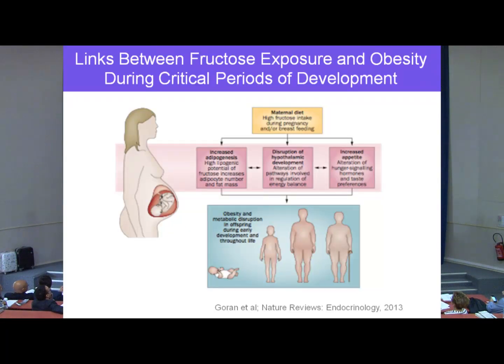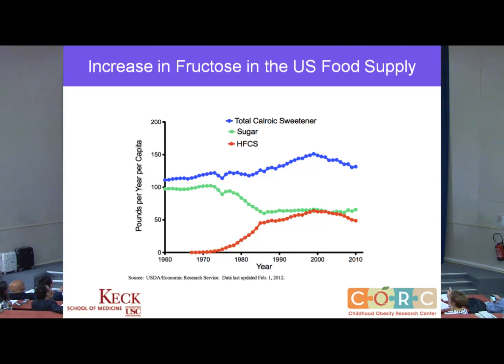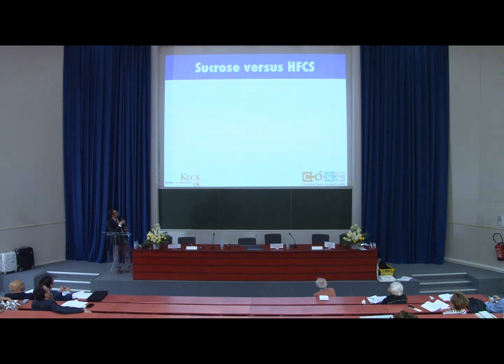So exposure to fructose during pregnancy and during breastfeeding has multiple effects on adipogenesis. Fructose promotes adipogenesis. On hypothalamic development, fructose, for example, does not elicit a leptin response. So leptin is not in circulation and does not have its necessary effects on brain development, for example. This is a critical issue because fructose is increasing in consumption rapidly. Going back to the 70s and 80s, there's been a very rapid rise in fructose consumption due to the advent of high fructose corn syrup.